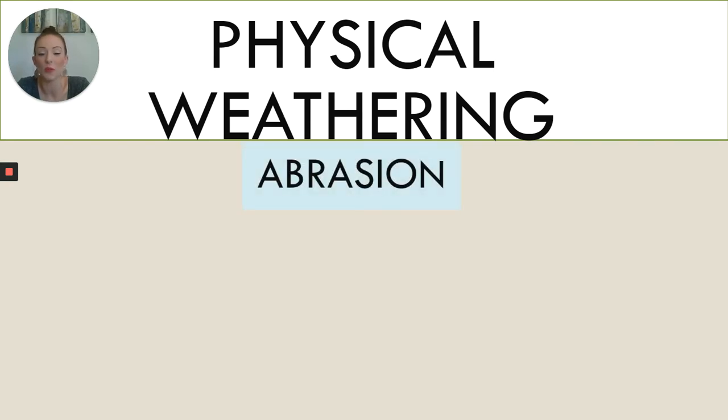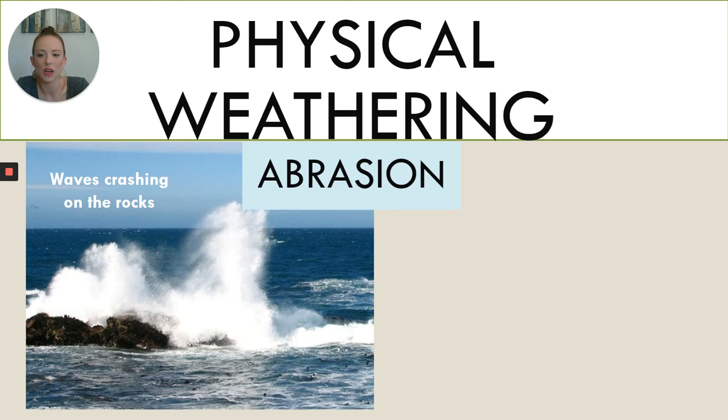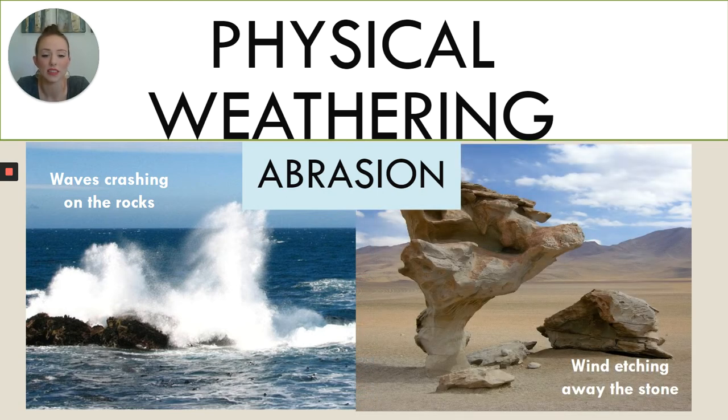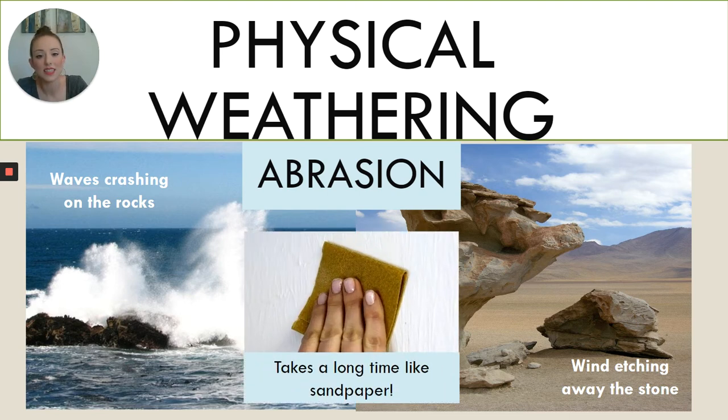Another example is called abrasion. This is where you have waves crashing on the shore and taking little pieces of that shoreline away each time. Or maybe you have wind that is carrying sand and is etching away at larger rocks in a desert. Both of these are called abrasion because they're going to take a really long time to break down those rocks. This is more like how long it takes if you were to use a piece of sandpaper to smooth out a surface. It's going to take you a while.